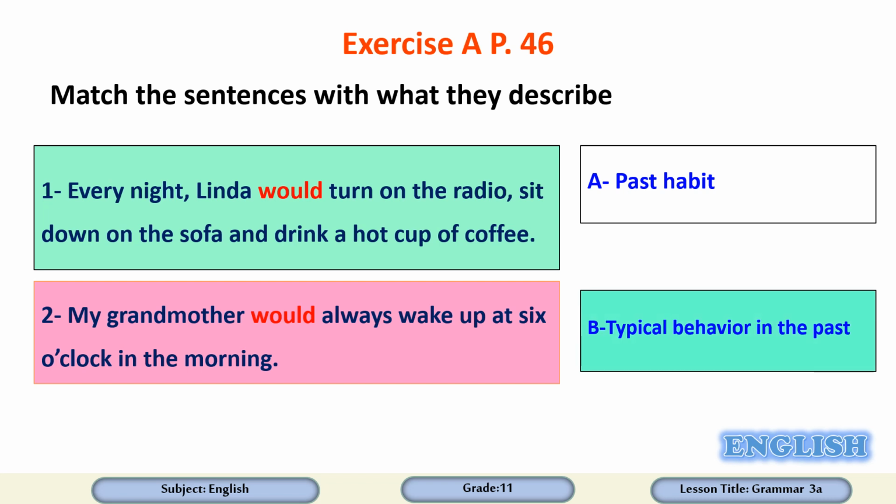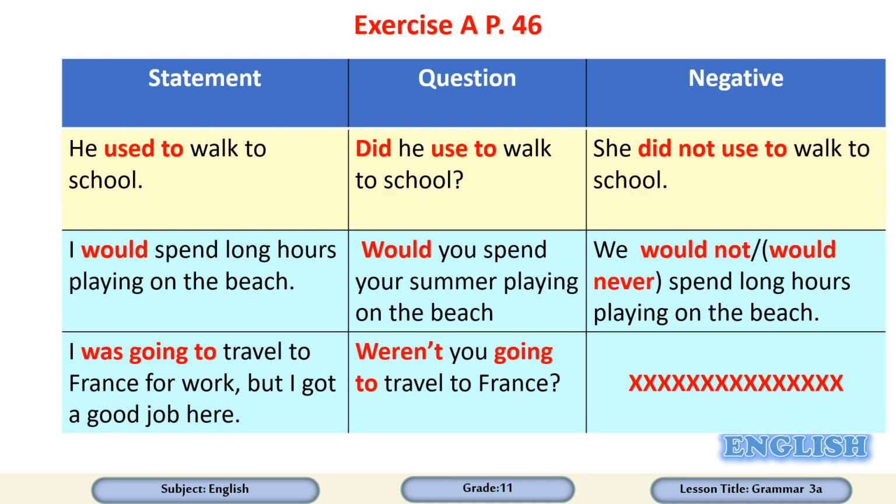Sentence number 2. My grandmother would always wake up at 6 o'clock in the morning, and the sentence describes a past habit. Pause the video now and look at this table. It summarizes the uses of used to, would, was, or were going to in statements, in questions, and in negative forms. Notice here that was or were going to do not have a negative form. And the question is asked in the negative. Weren't you going to travel to France, for example?